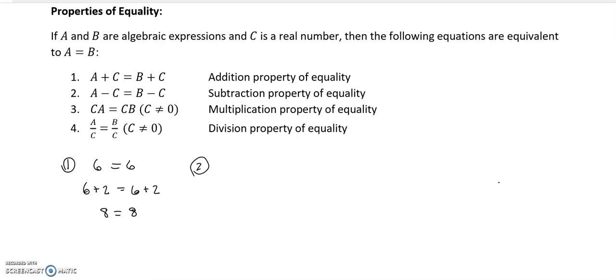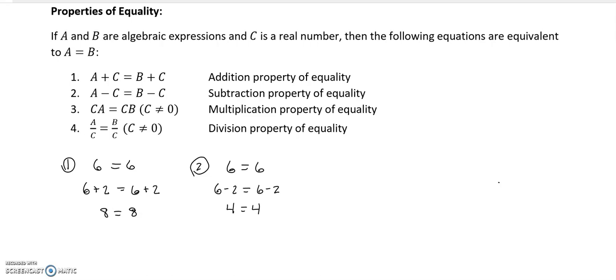For our second example, the subtraction property of equality, if I have two numbers set equal and I subtract the same number from them, well, then I obviously get another equation that is true.